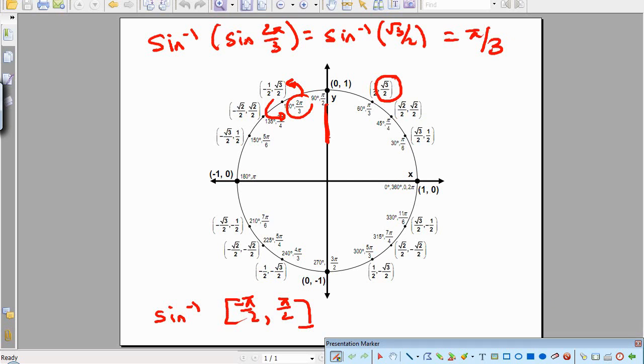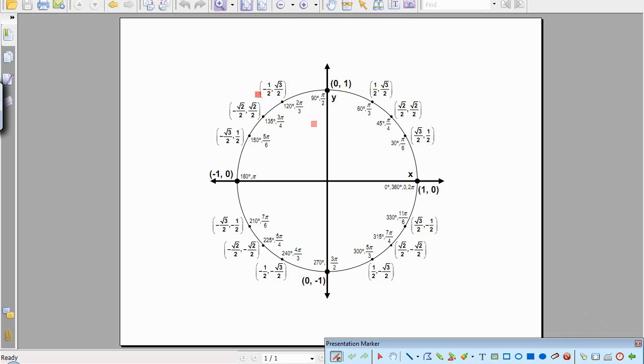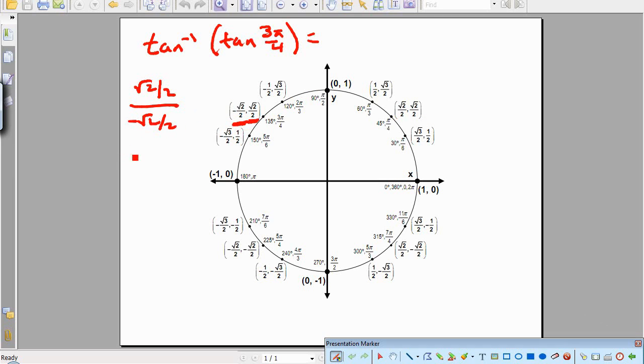So now let's go to our third and final problem here: tangent inverse of tangent of 3 pi over 4. Before I go any further, I have to remember that tangent is normally found by taking the sine, which in this case is radical 2 over 2, dividing it by negative radical 2 over 2, and that works out to be negative 1. So I am looking for an angle whose slope is negative 1.